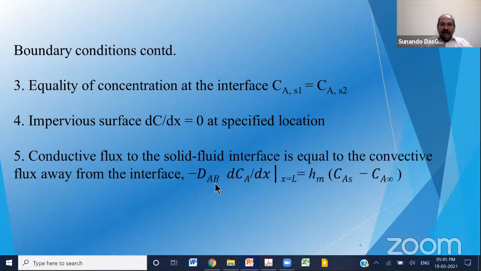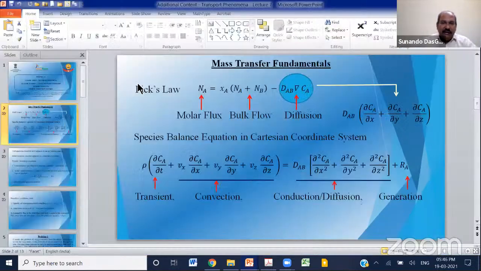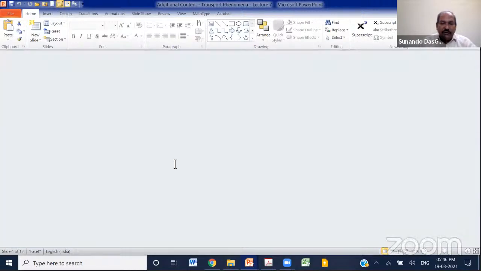And as before, the conductive flux at the solid-liquid interface must be equal to the convective flux on the liquid side of the interface. So the equality of diffusive flux and convective flux will form the last boundary condition, which may be used for the case of mass transfer. Conceptually, it's similar to the mixed boundary condition for the case of heat transfer. So this is another concept which we have discussed at length in the transport phenomena course.